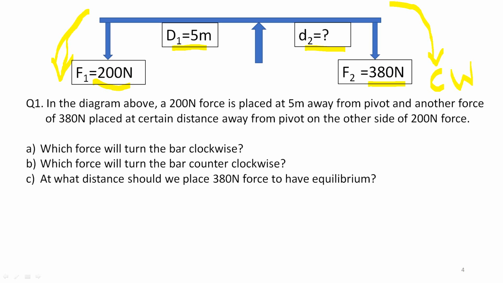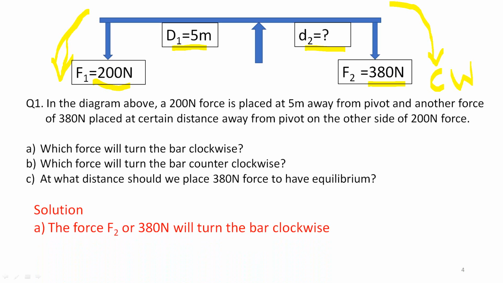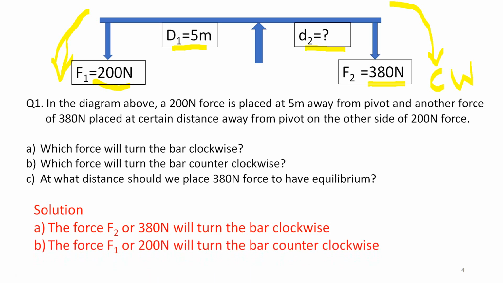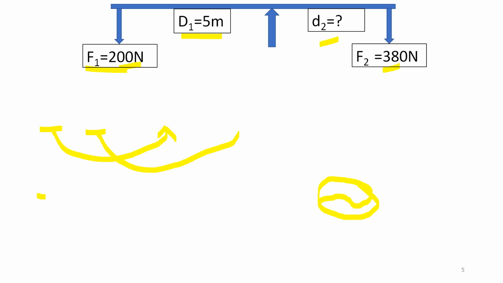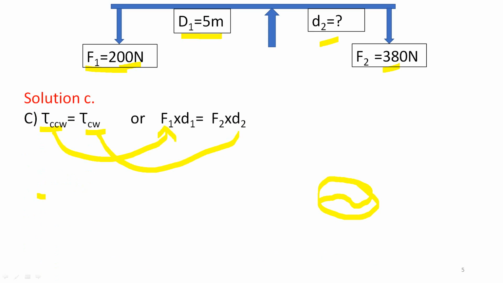So firstly, which force will turn the bar clockwise? Okay, the solution is the force F2 will turn the bar clockwise, and force F1 will turn the bar counterclockwise. Now where should we place this F2 to have equilibrium? So now let's look at the solution.